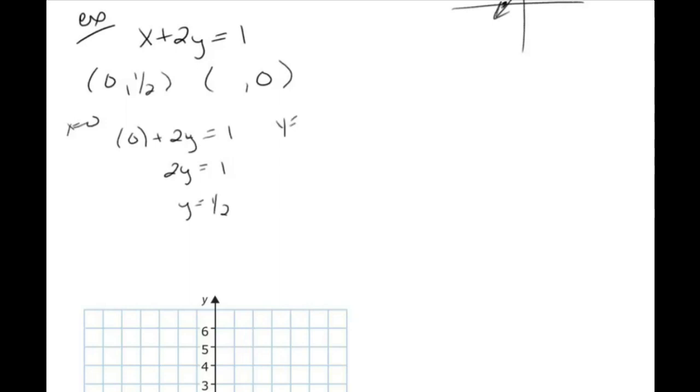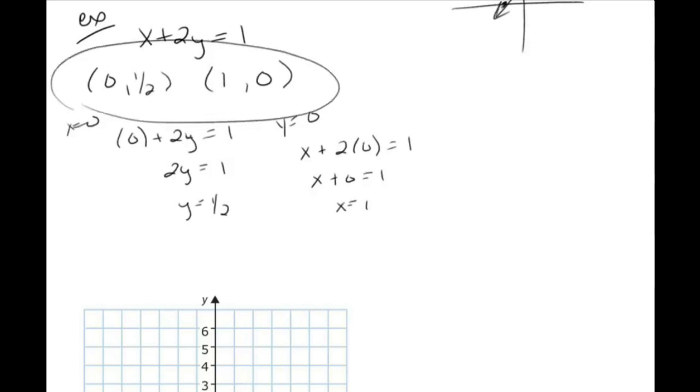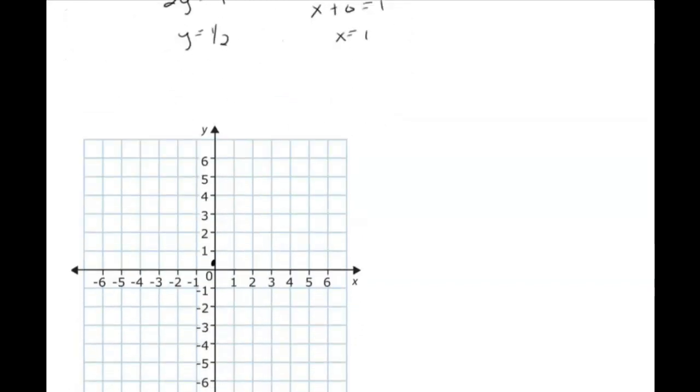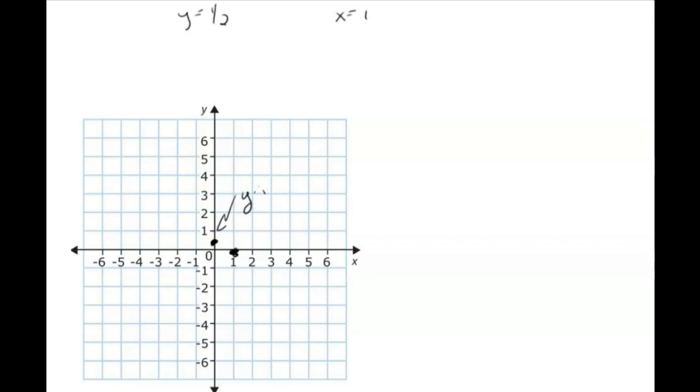And then if I put in 0 for y, I would get x plus 2 times 0 equals 1, well, 2 times 0 is 0, and x would equal 1. Okay, so these are my intercepts, right? My x and my y. Which one is which? It might be less obvious to tell right now, but let's throw them in a graph real quick. 0, a half, and then 1, 0. So this one is obviously my y-intercept, and this one is my x-intercept.